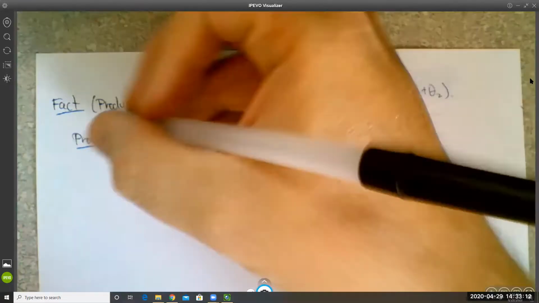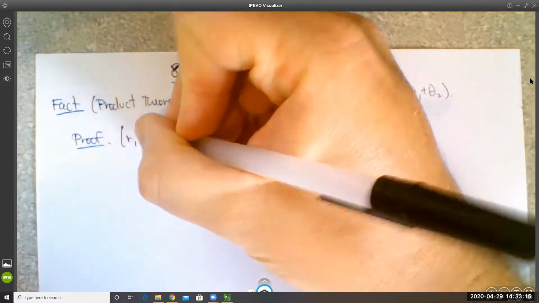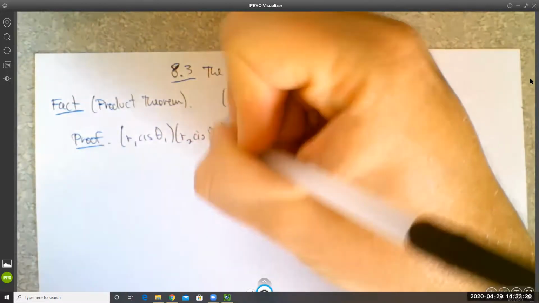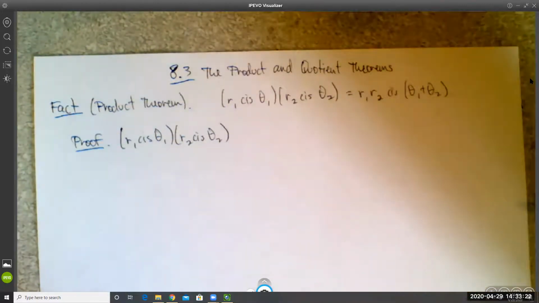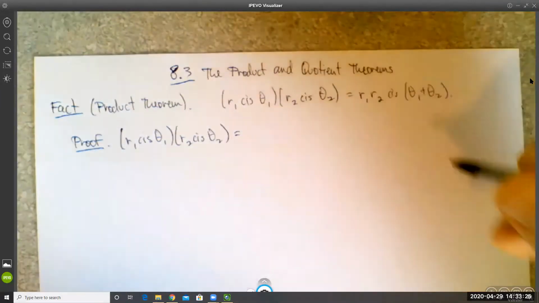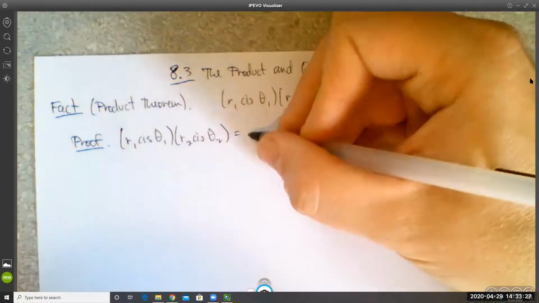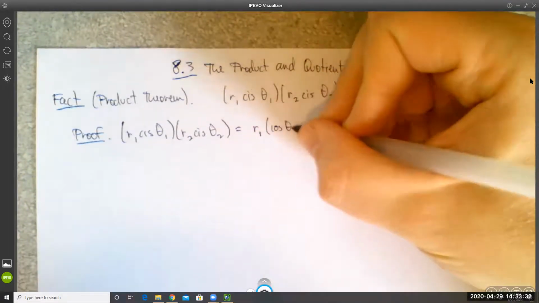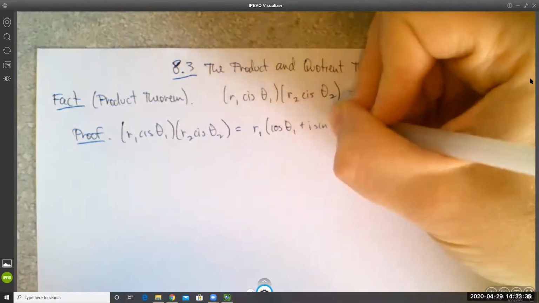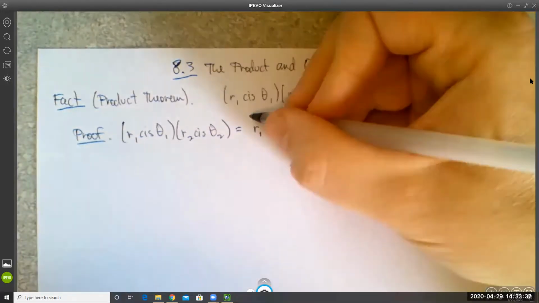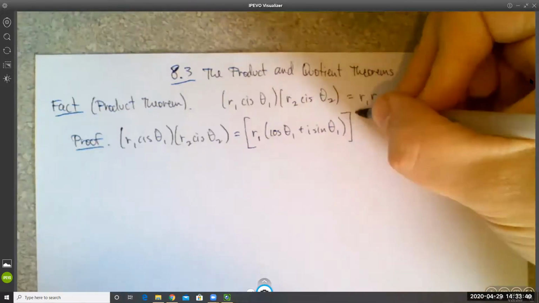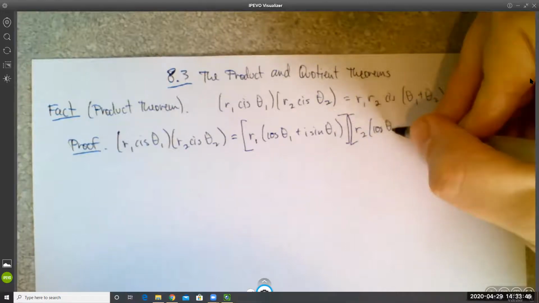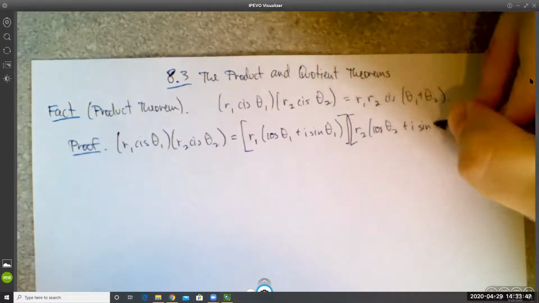So let's do it. So r1 cis theta 1 times r2 cis theta 2. I'm going to write that in expanded form, right? So that's going to be r1 times (cosine theta 1 plus i sine theta 1), and I want to multiply that by r2 times (cosine theta 2 plus i sine theta 2).